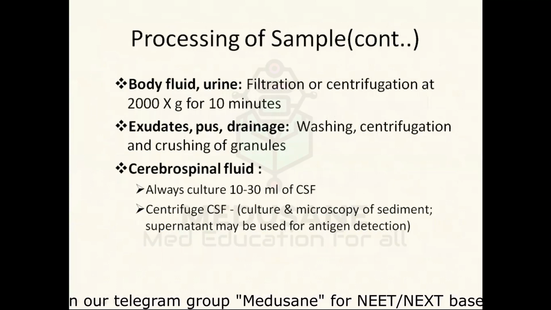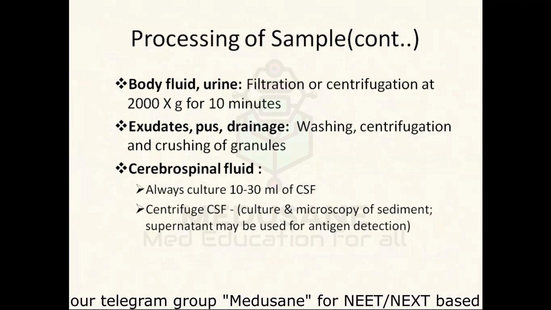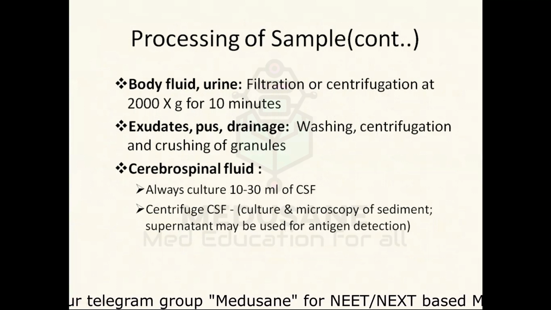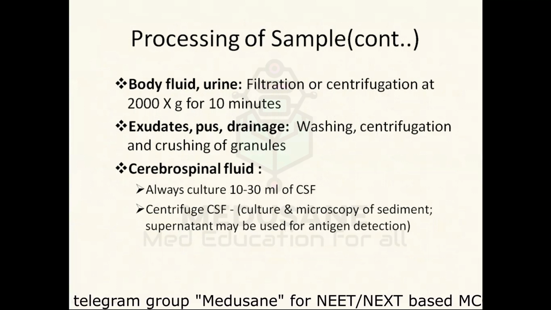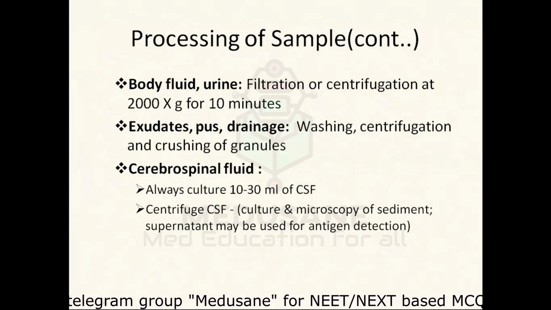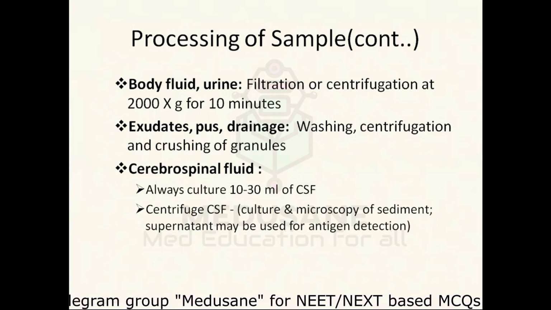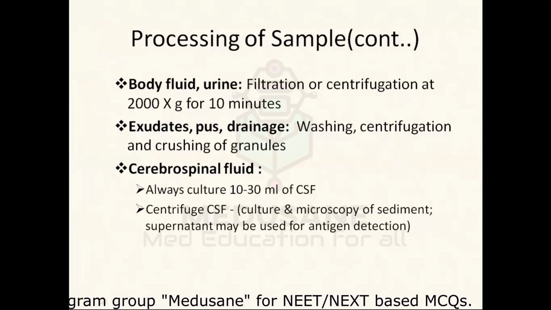Okay. Then coming to the body fluid and the urine, before inoculating the specimen, you want to filter and centrifuge the sample. As well as that, it's the same for the exudate, pus and the grains. If you are receiving a grain sample from the mycetoma, you want to crush the grains and then only inoculate in the media. Then for CSF, usually you want to collect 10 to 30 ml. CSF sample also, before inoculating into the media, you want to centrifuge the sample.